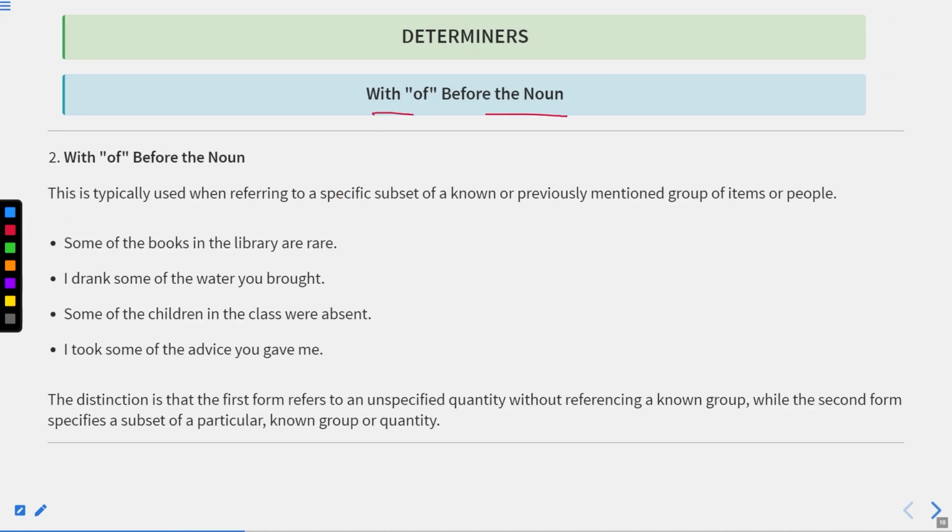Now, with or before the noun. If I want to use the word some with or before the noun, how can I use that?